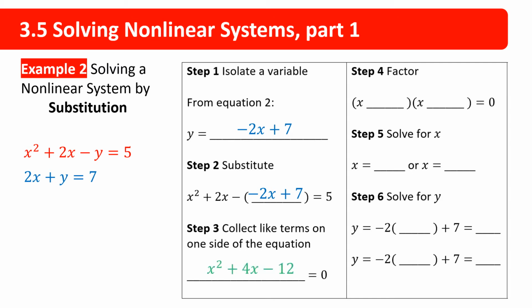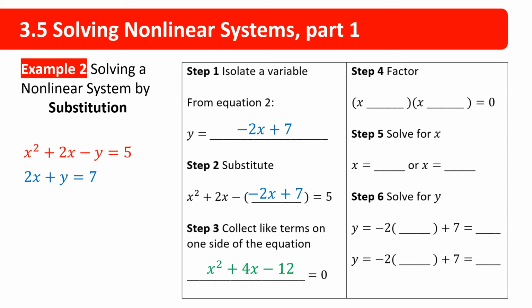We already have the x squared. 2x minus a negative 2x gives us 4x. We're subtracting the 7, so that gives us negative 7, and when we bring the 5 from the right over to the left, it's going to give us negative 12. So we have that trinomial down at the bottom in step 3.